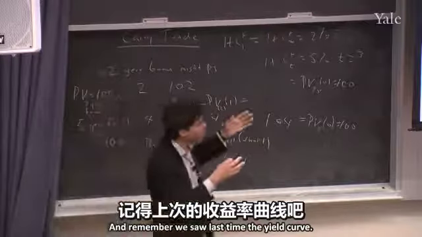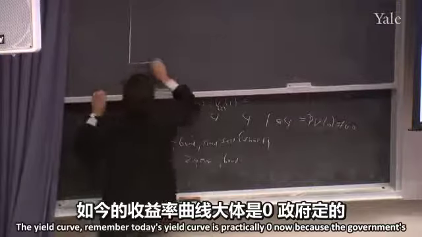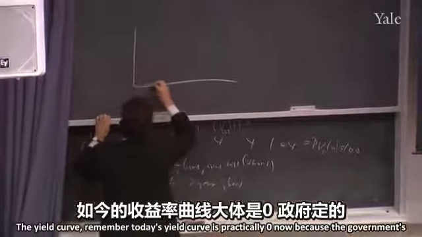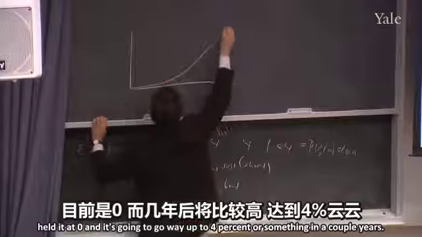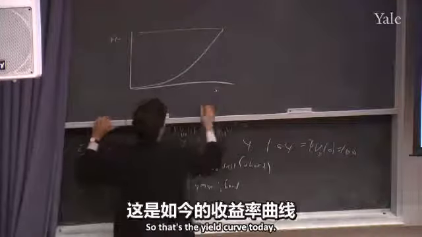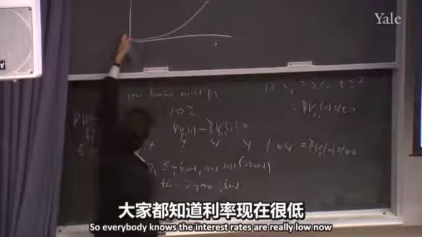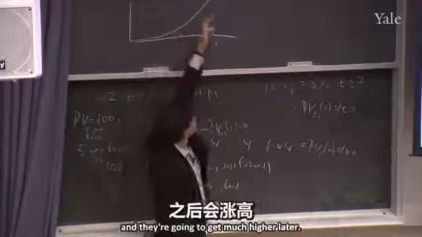Okay, and remember we saw last time the yield curve. Today's yield curve is practically 0 now because the government's held it at 0, and it's going to go way up to 4% or something in a couple years. Okay, so that's the yield curve today. So everybody knows the interest rates are really low now and they're going to get much higher later.